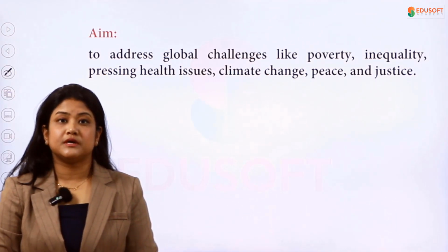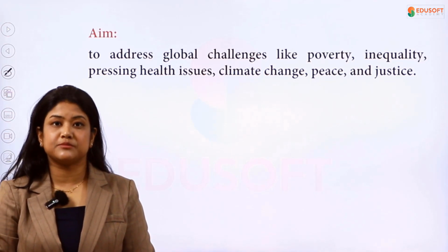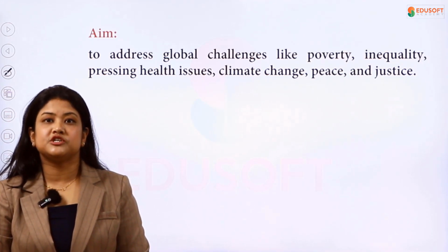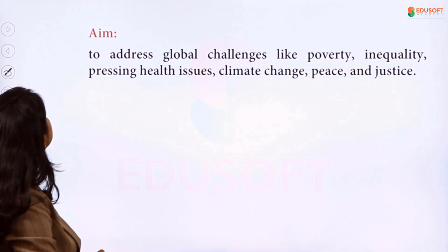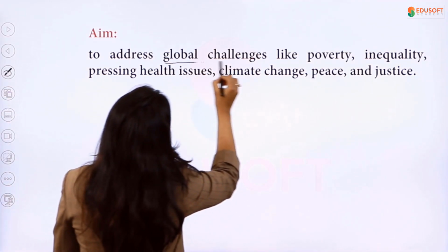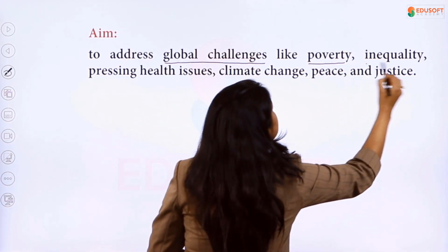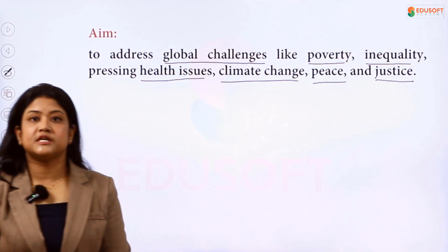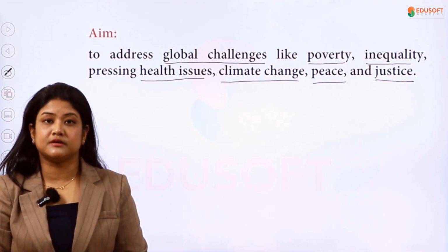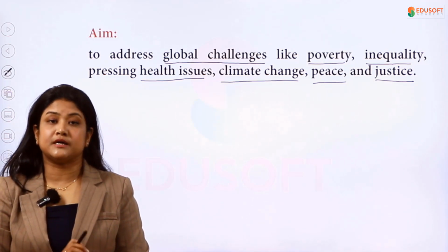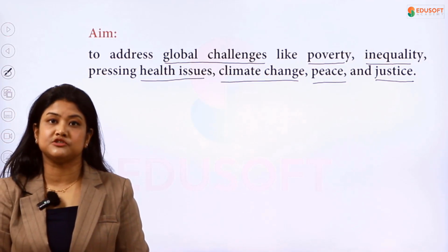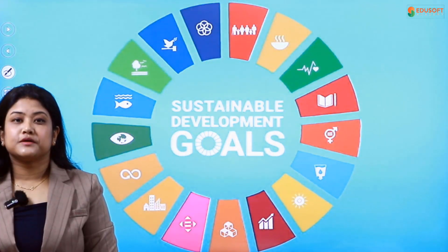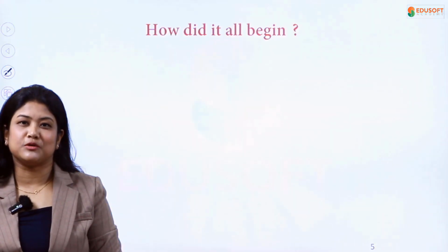So what is the aim of the Sustainable Development Goals? The aim of the SDGs is to address mainly global challenges such as poverty, inequality, pressing health issues, climate change, peace, and justice. These are not limited to only these aspects, but extend to much more. But the more important ones that SDGs address are global challenges like poverty, inequality, pressing health issues, climate change, peace, and justice.